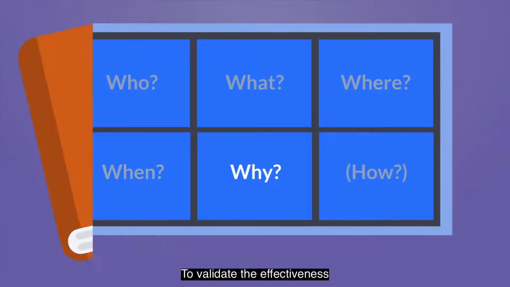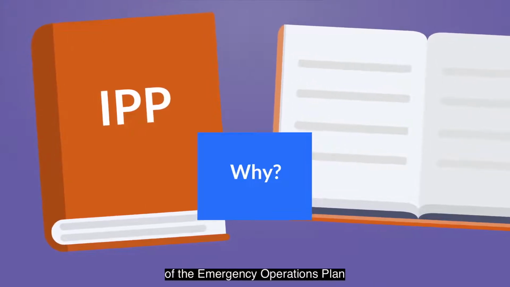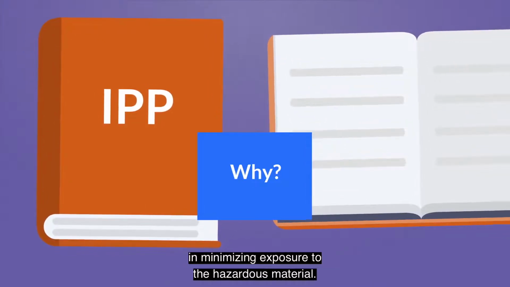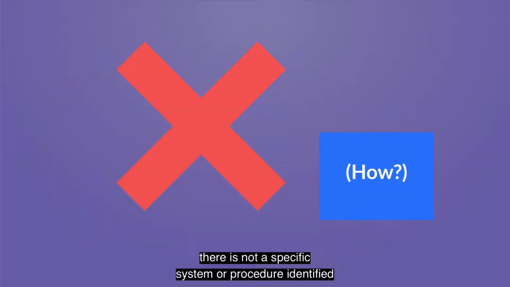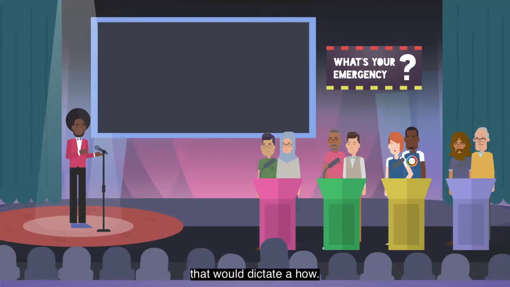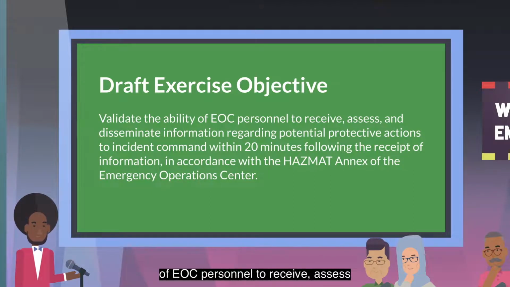Why? To validate the effectiveness of the Hazmat Incident Annex of the Emergency Operations Plan in minimizing exposure to the hazardous material. In this instance, there is not a specific system or procedure identified that would dictate a how. Putting these items together, a draft objective may be: validate the ability of EOC personnel to receive, assess, and disseminate information regarding potential protective actions to Incident Command within 20 minutes following the receipt of information in accordance with the Hazmat Annex of the Emergency Operations Center.